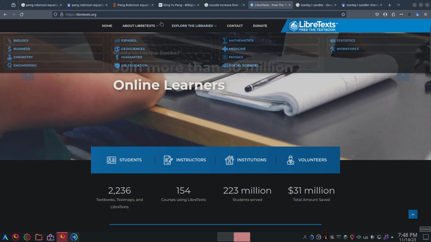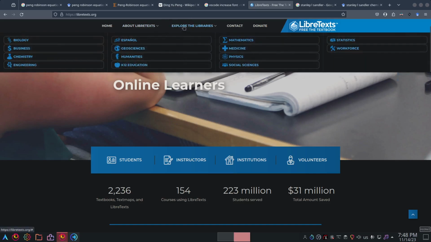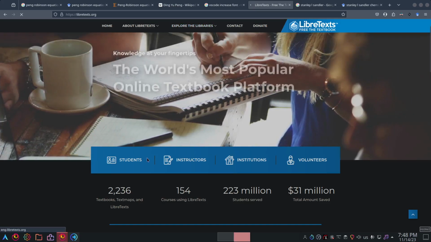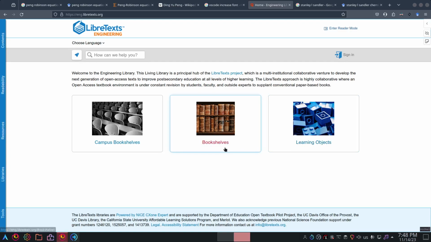So in the last video we talked about the SRK equation. Today I want to talk about the Peng-Robinson equation. Just want to go through some quick resources first, where you can find more information about it.